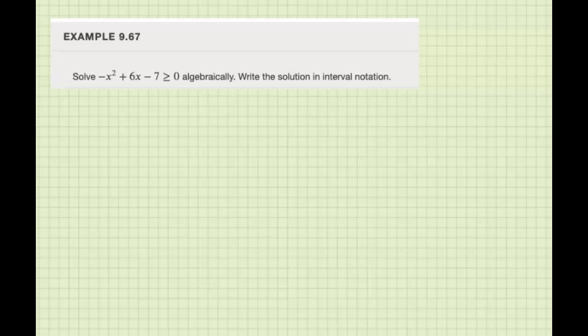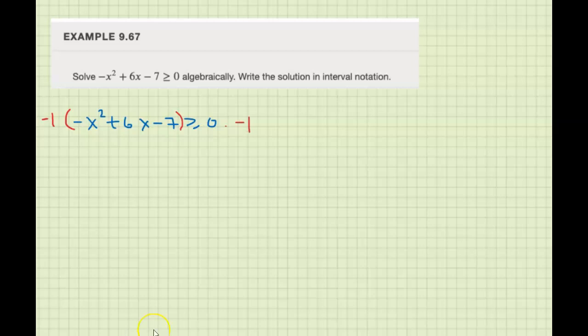So we want to solve the inequality negative x squared plus 6x minus 7 is bigger than or equal to 0 and write the solution in interval notation. Right, so we have negative x squared plus 6x minus 7 is bigger than or equal to 0. Because this is negative, I'm going to multiply both sides by -1.